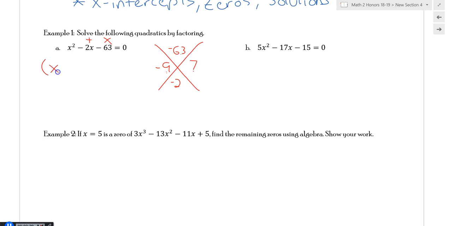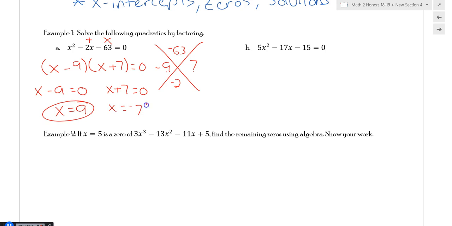So over here I'll write x minus 9, x plus 7 equals 0. Then to solve for x, I'm just setting these equal to 0 separately. X minus 9 either has to equal 0 or x plus 7 has to equal 0. So x equals 9 or x equals negative 7.